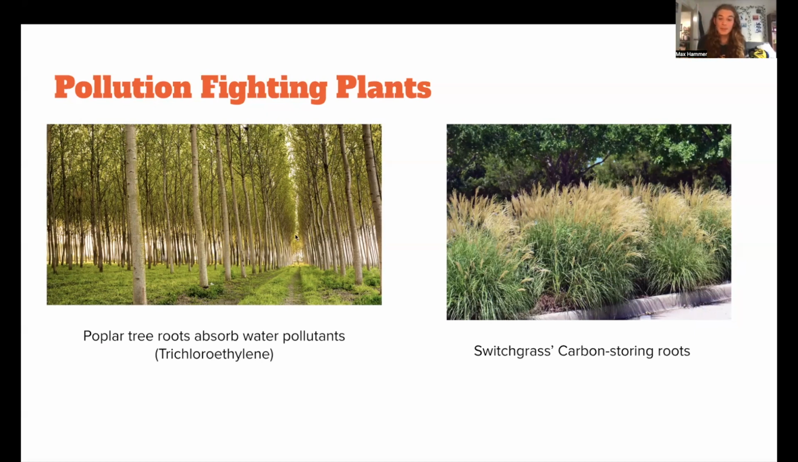They've made a couple of different species of plants that are really, really good at sucking carbon out of the air and then storing it in really big, fat roots.